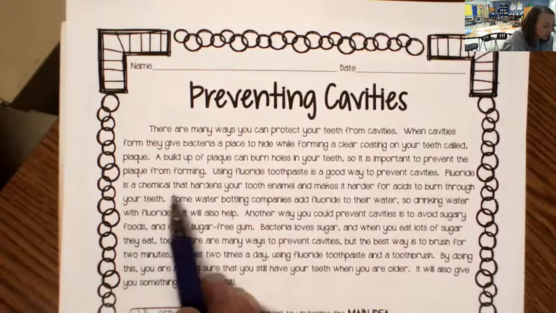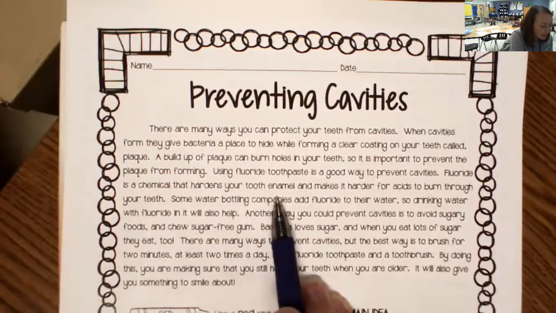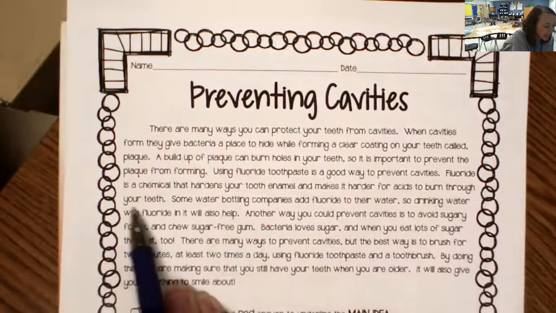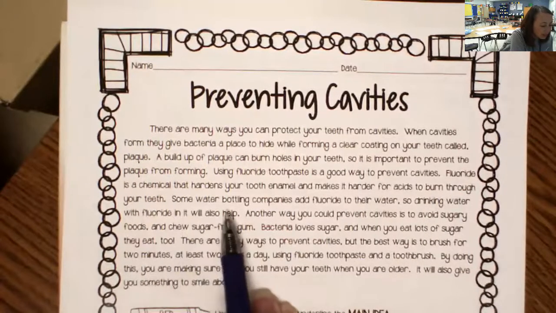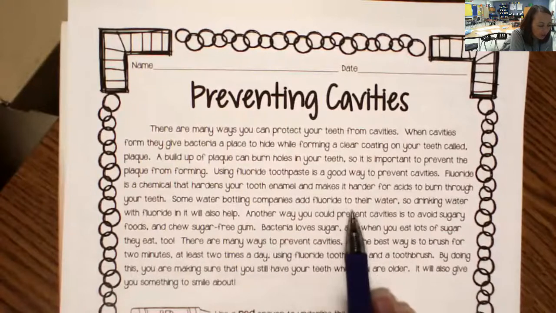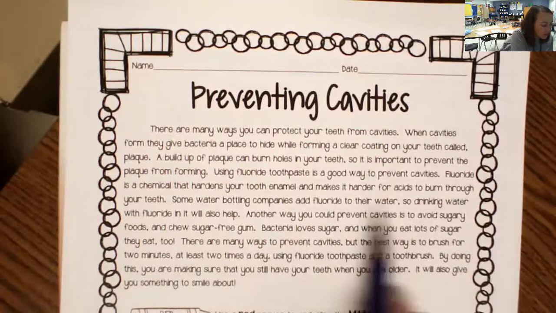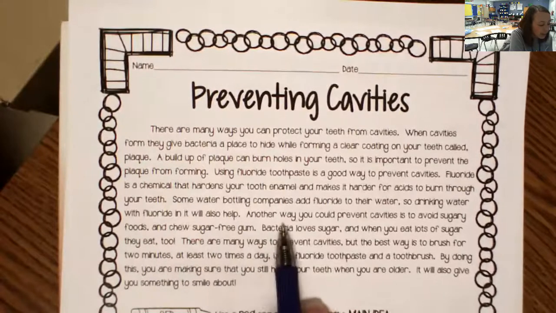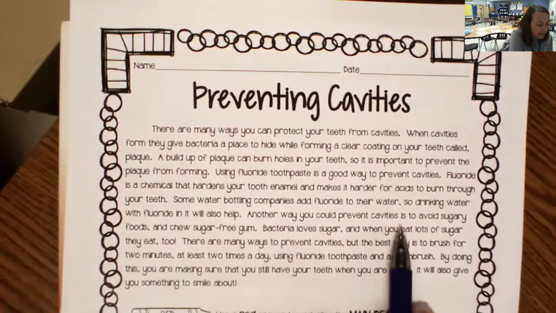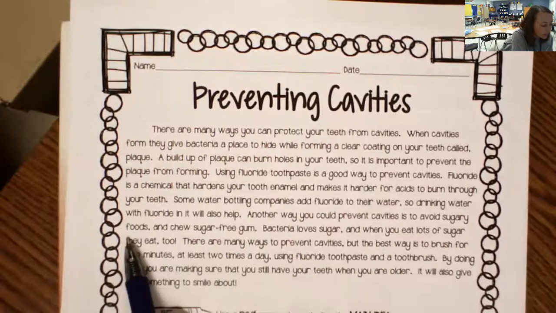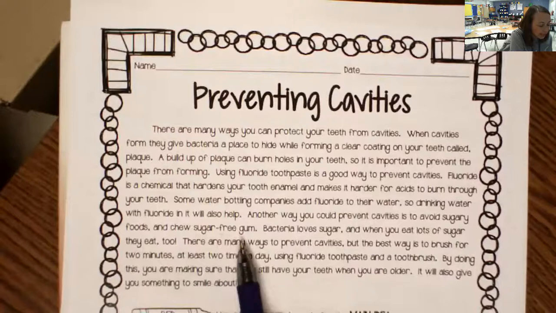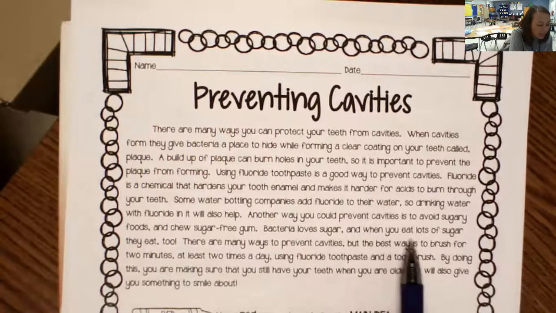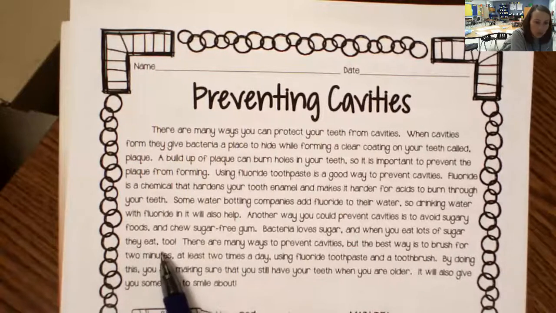Fluoride is a chemical that hardens your tooth enamel and makes it harder for acids to burn through your teeth. Some water bottling companies add fluoride to their water, so drinking water with fluoride in it will also help. Another way you could prevent cavities is to avoid sugary foods and chew sugar-free gum. Bacteria loves sugar, and when you eat lots of sugar, they eat too.